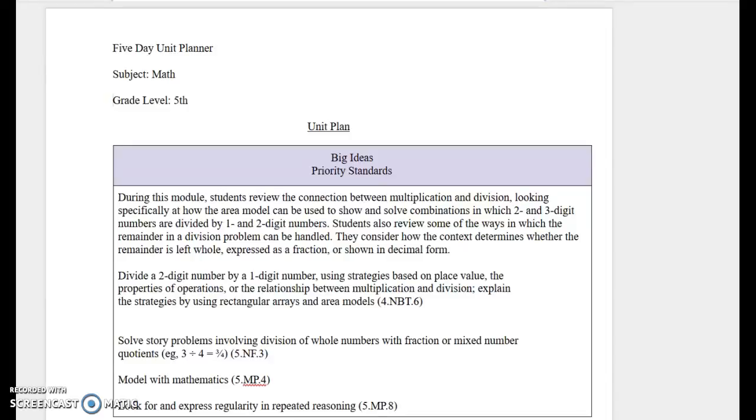Hi, my name is Dawn Anderson, and I'll be taking you through my 5-day unit planner for 5th grade mathematics. This is the 4th module in my first unit of math in the Bridges to Mathematics program, and this module is on division.